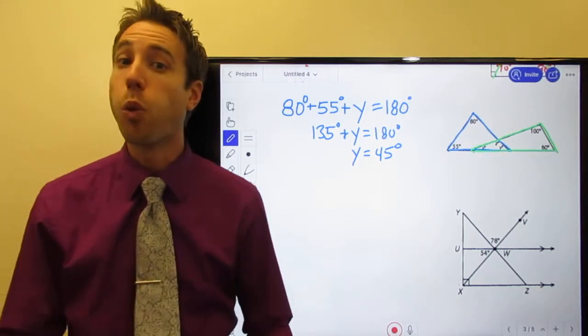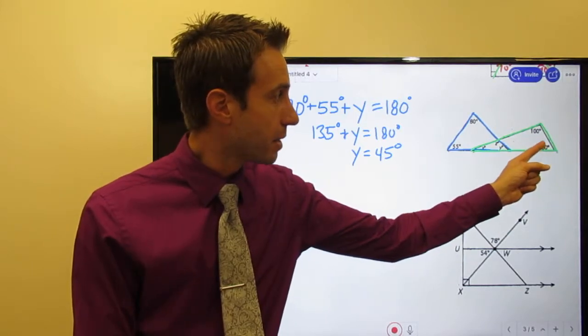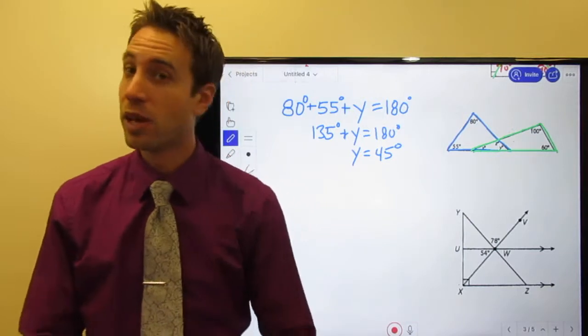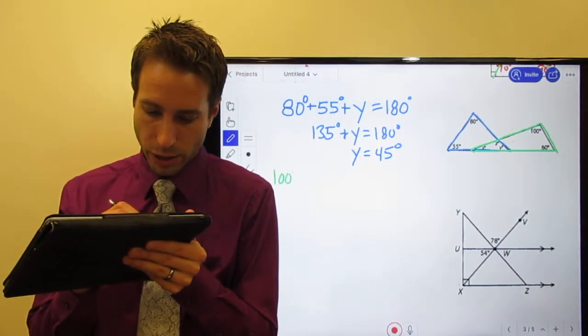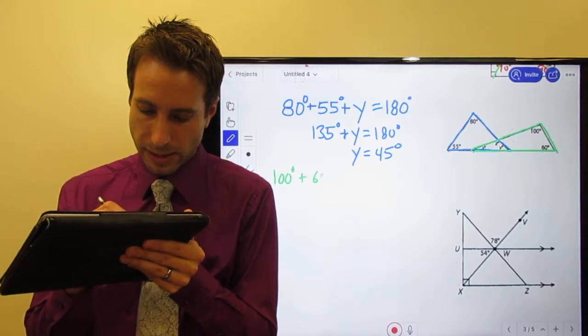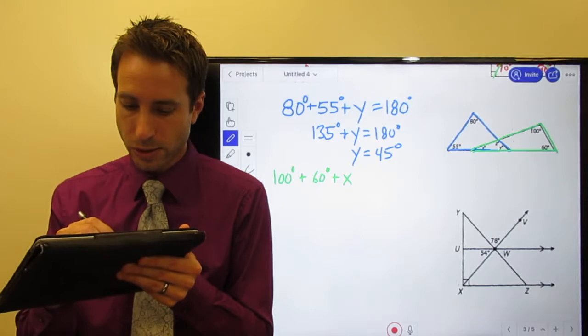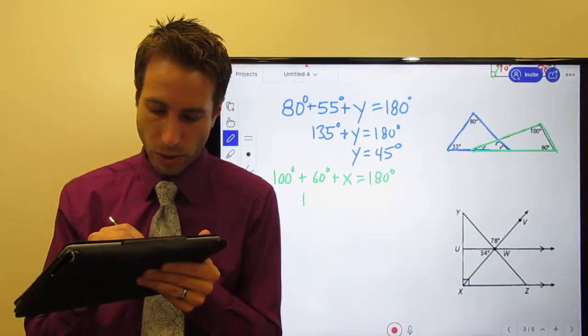Right? Well, what are the angles of the triangle in green? I have 60, I have 100, and X. They have to sum to 180. So, 100 degrees plus 60 degrees plus X. Those three angles must sum to 180. 160.